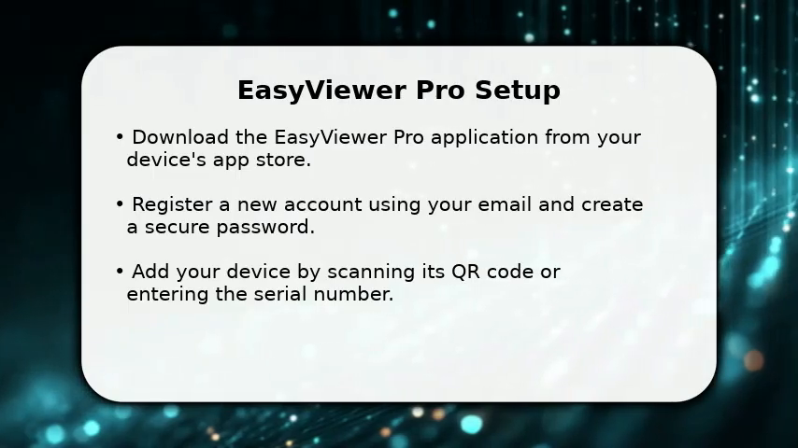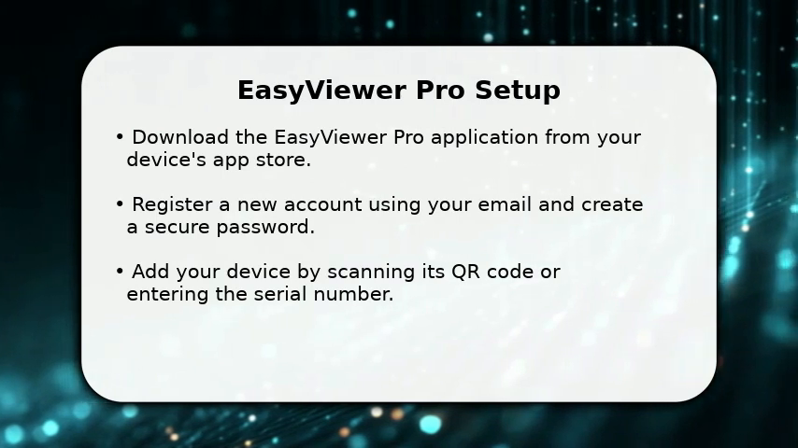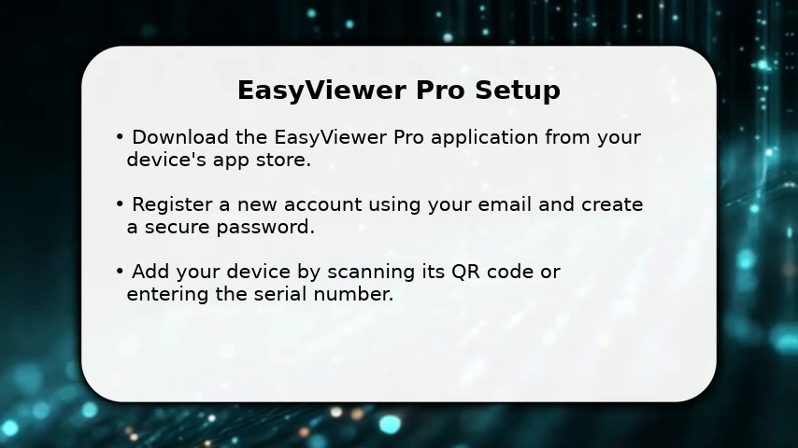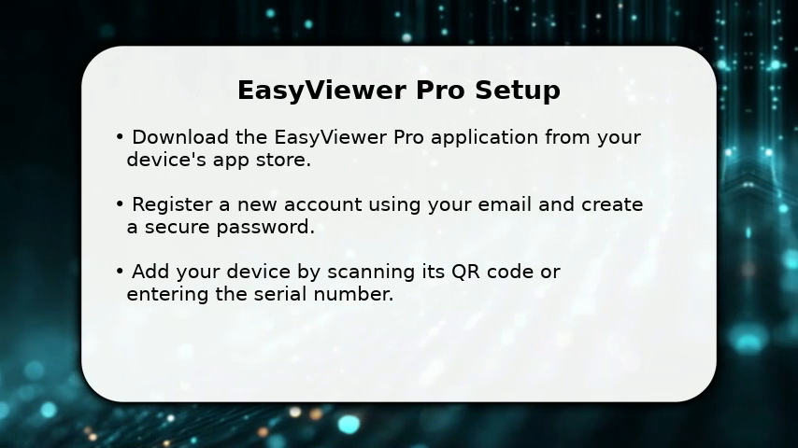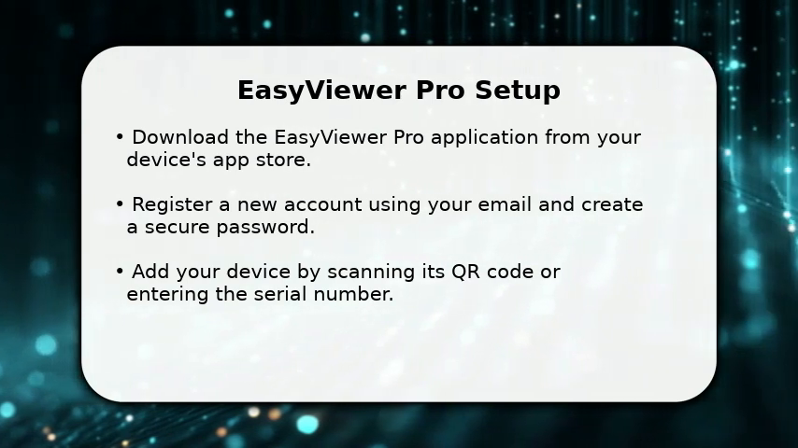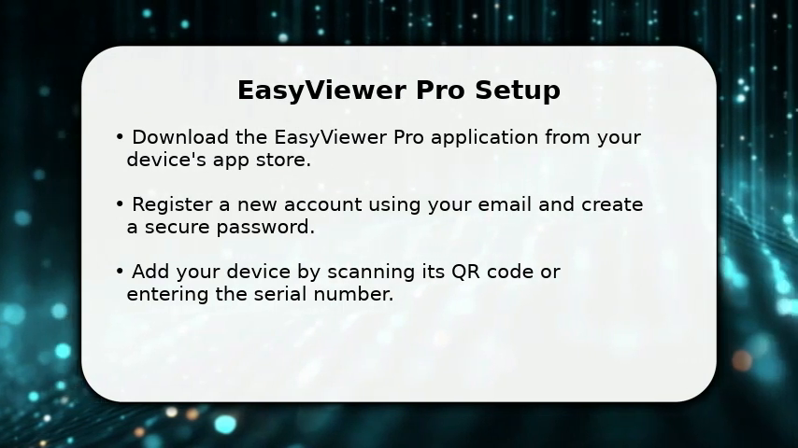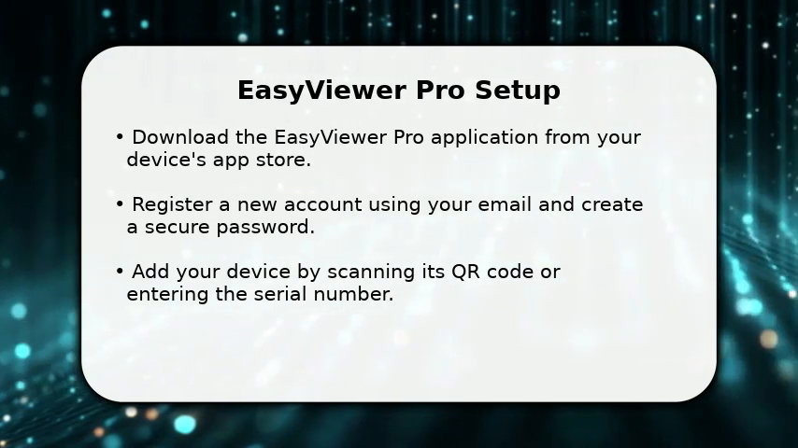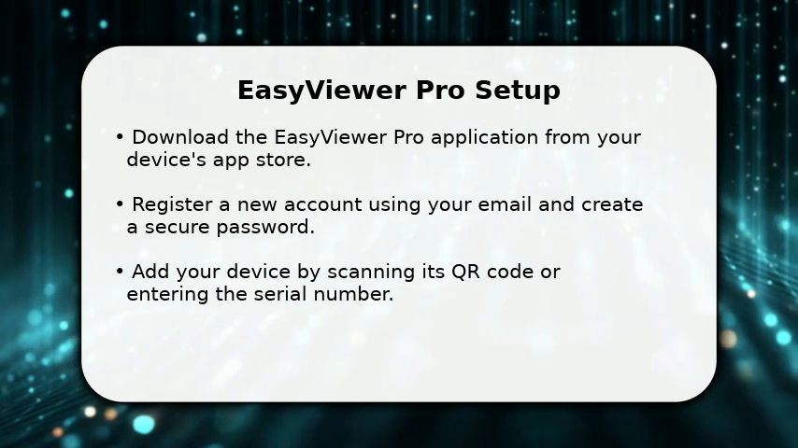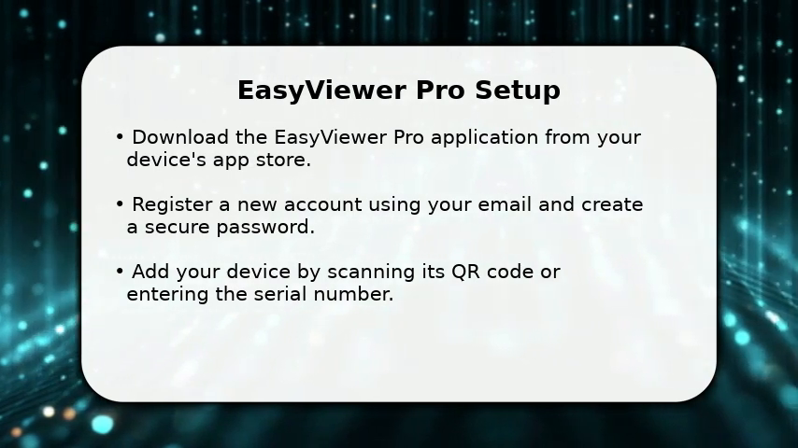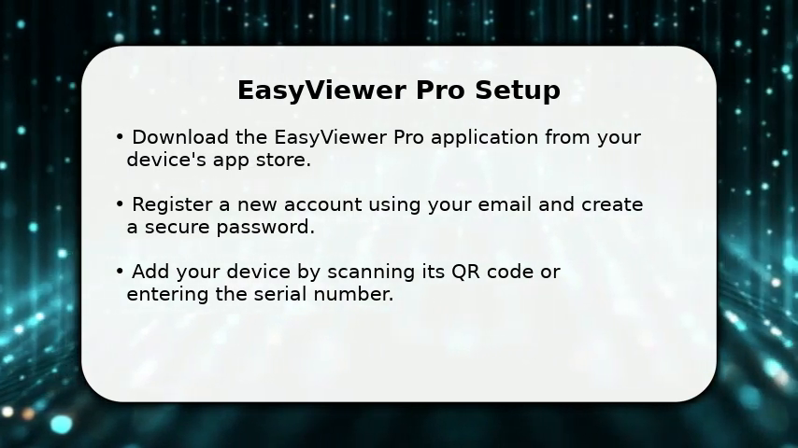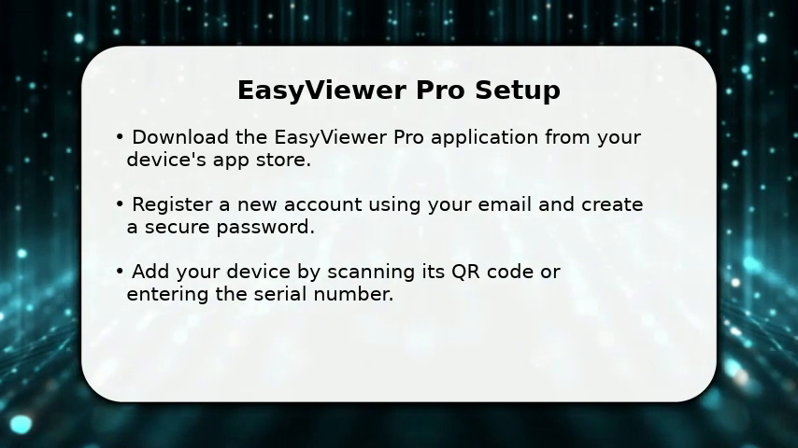In this video, I will explain how to use EasyViewer Pro. First, download the free EasyViewer Pro application from your mobile device's App Store. Once installed, register a new account using your email address and create a strong password. Next, add your surveillance device by scanning its unique QR code or manually entering the serial number. It is crucial that your device is connected to a stable Wi-Fi network.